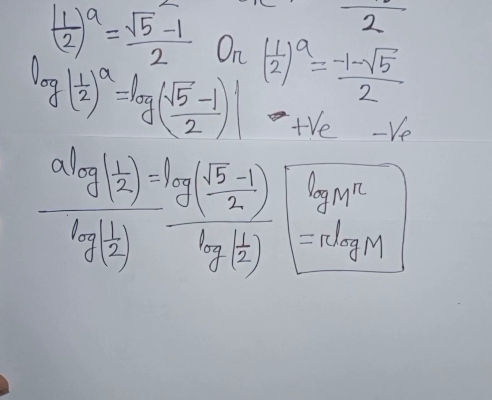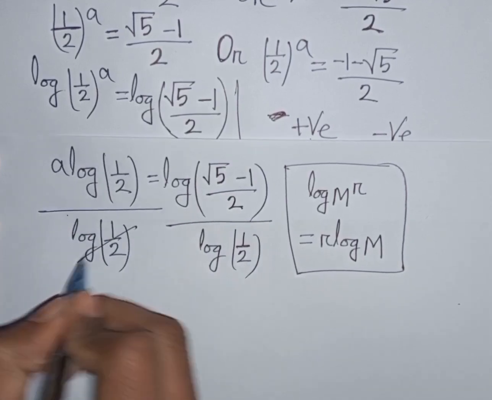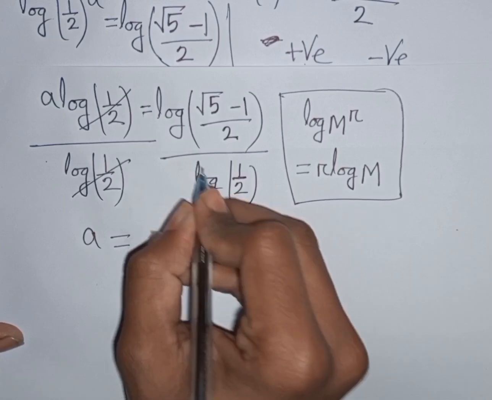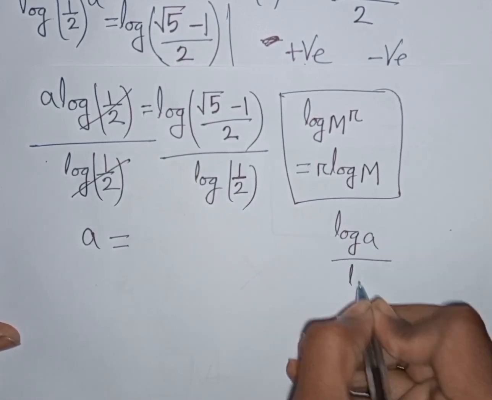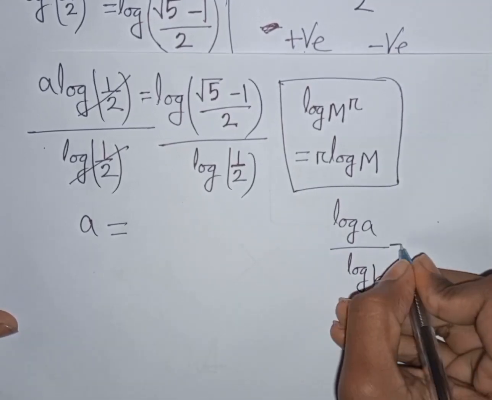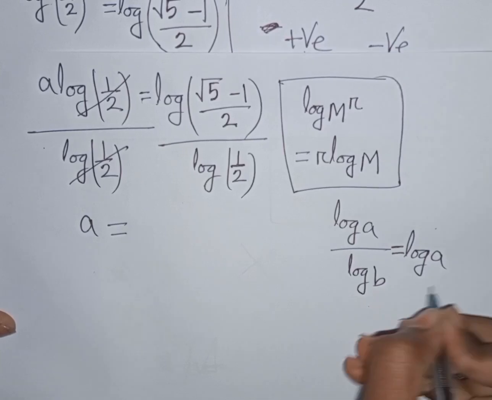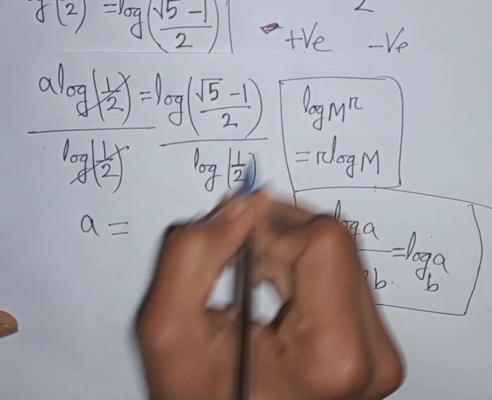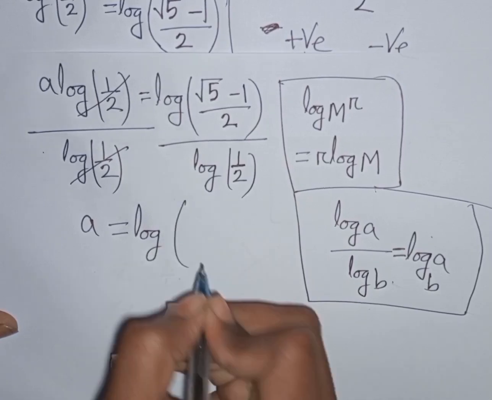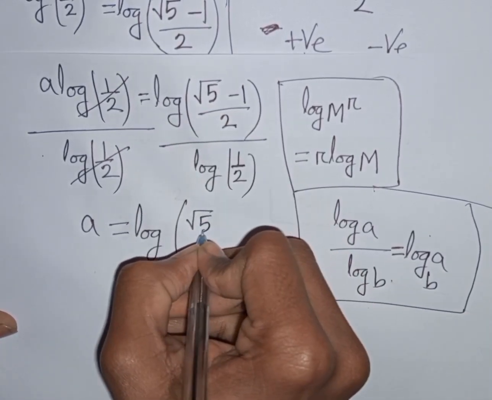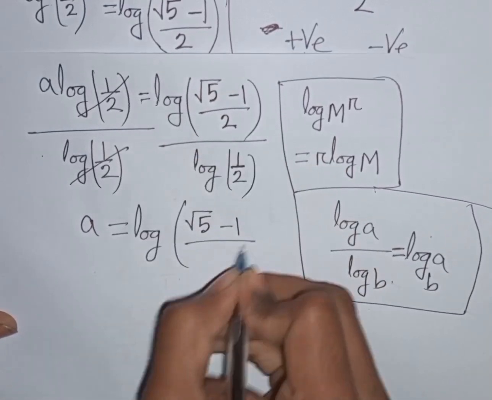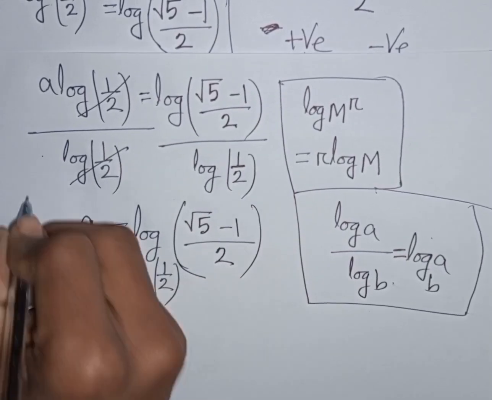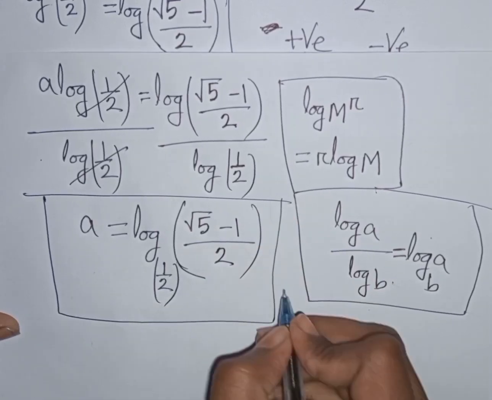Now, we see this log of 1/2 and this log of 1/2 will be cancelled. So here a will be equal to, here you can apply this formula, log A divided by log B is equal to log A base B. So according to this formula, this divided by this means it will be log of (square root of 5 minus 1) over 2, with base 1/2. So this is the value of a. So this is our final answer.